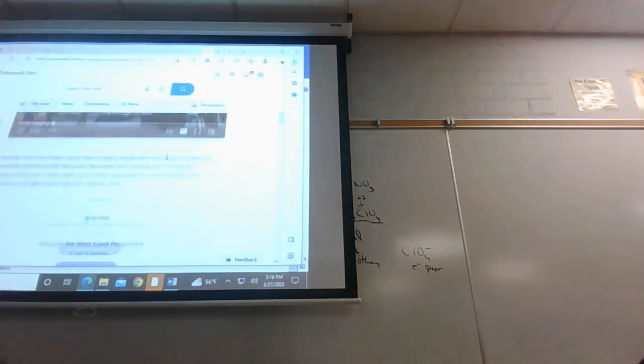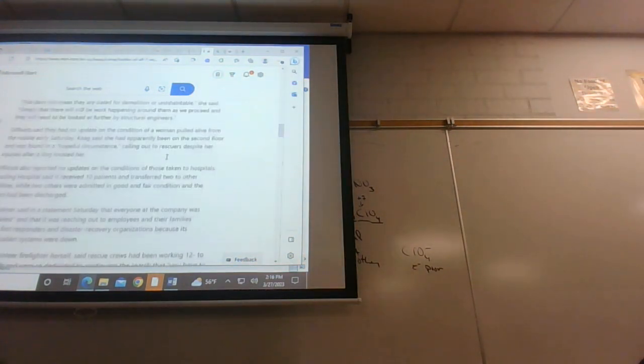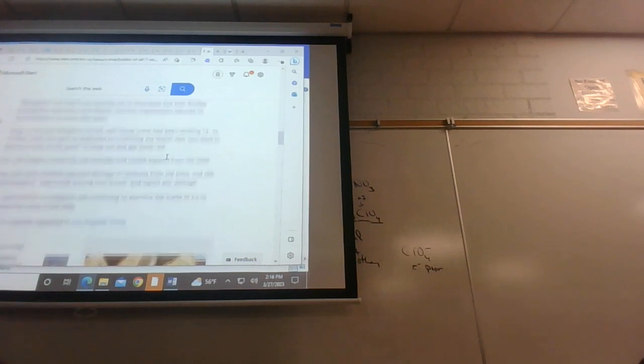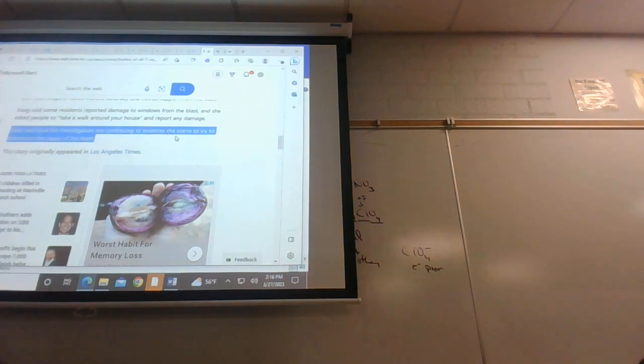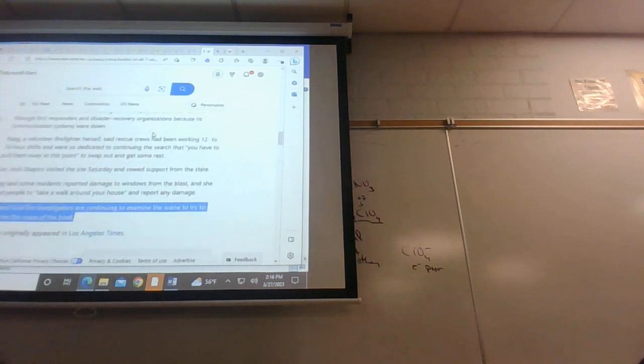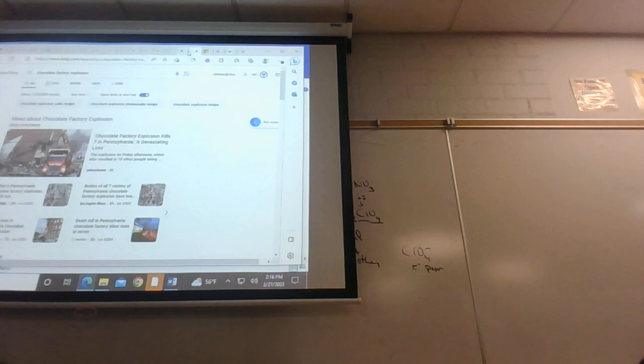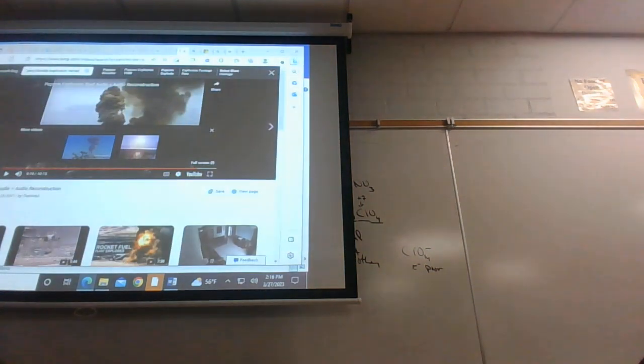If it was a gas leak, then what? Yeah, it could have been a methane gas leak. We don't know. It doesn't say anything about the cause. State and local fire investigators are continuing to examine the scene to try to determine the cause of the blast. So I don't know. Let's go back to PepCon.